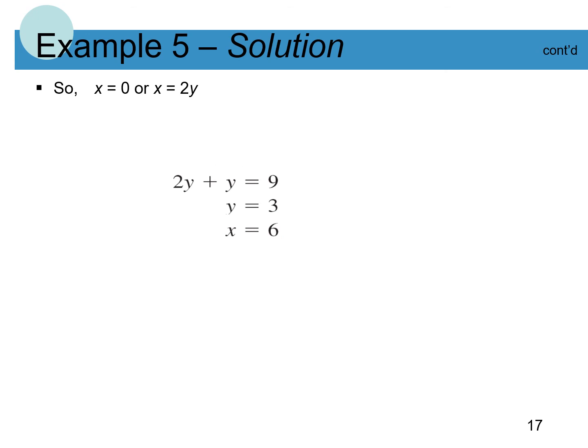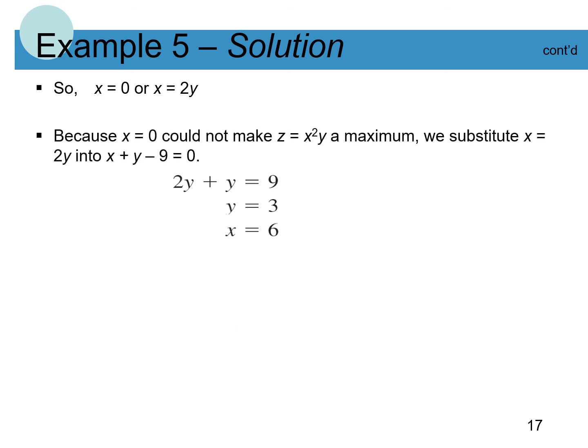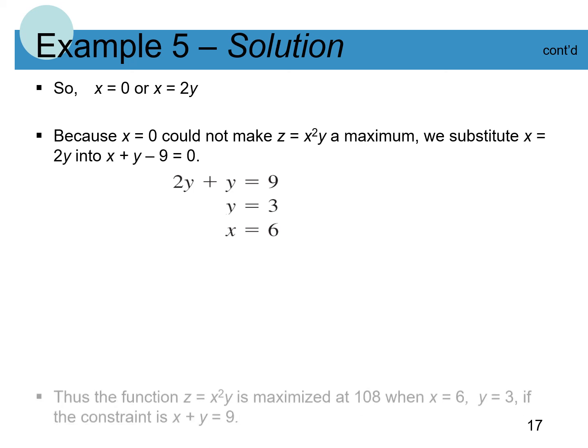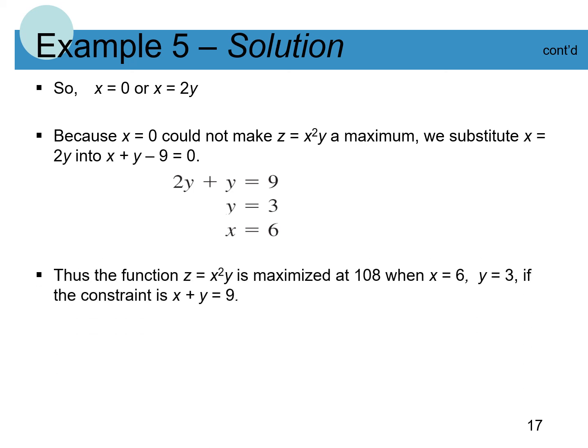Because x equal to 0 could not make z equal to x squared y a maximum, x equal to 2y. Therefore, we substitute x equal to 2y into x plus y minus 9 equal to 0. Therefore, we have 2y plus y equal to 9. Therefore, y is equal to 3. Then x can be calculated: x plus 3 minus 9 equal to 0. Therefore, x is equal to 6.